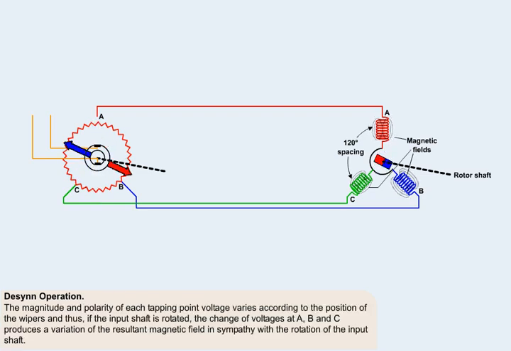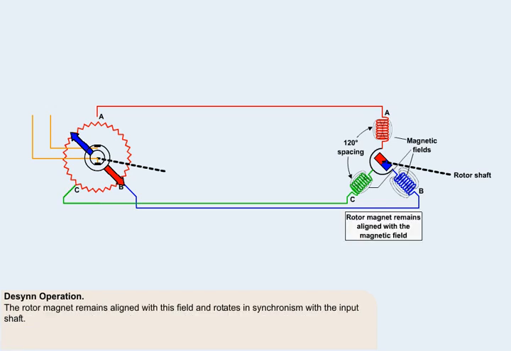The magnitude and polarity of each tapping point voltage varies according to the position of the wipers, and thus, if the input shaft is rotated, the change of voltages at A, B and C produces a variation in the current flowing in the stator coils, and rotation of the resultant magnetic field in sympathy with the rotation of the input shaft. The rotor magnet remains aligned with this field at all times, and so rotates in synchronism with the input shaft.